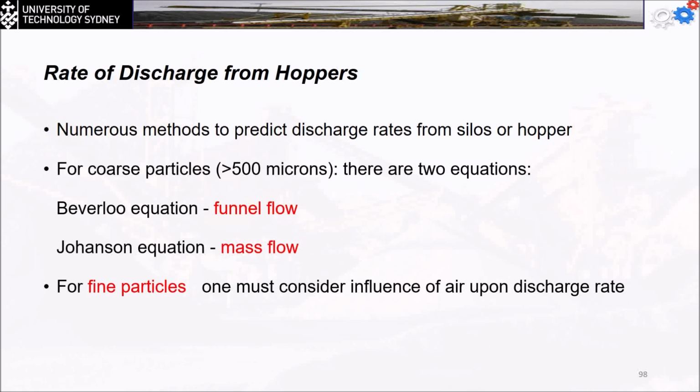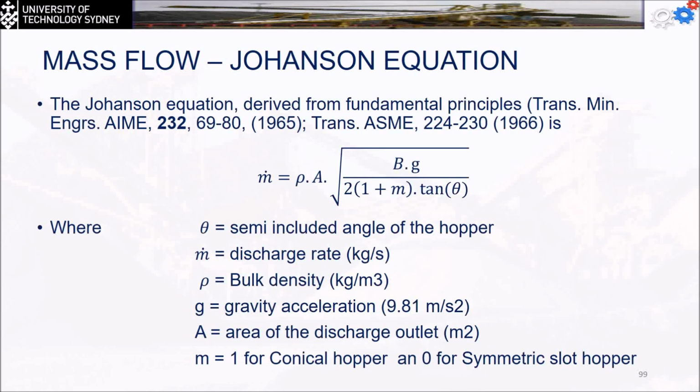So first we are going to start for the mass flow using the Johanson equation. Okay, so the Johanson equation is derived from the fundamental principle, and this was found in 1965, published in the ASME journal in 1966. M dot, the mass flow rate, is equal to the density of the material multiplied by the area of the outlet. Now we found the minimum diameter, and we can find the area. Multiplied by the square root of B multiplied by g divided by 2 times 1 plus m multiplied by the tangent of theta. Now let's see what are these things.